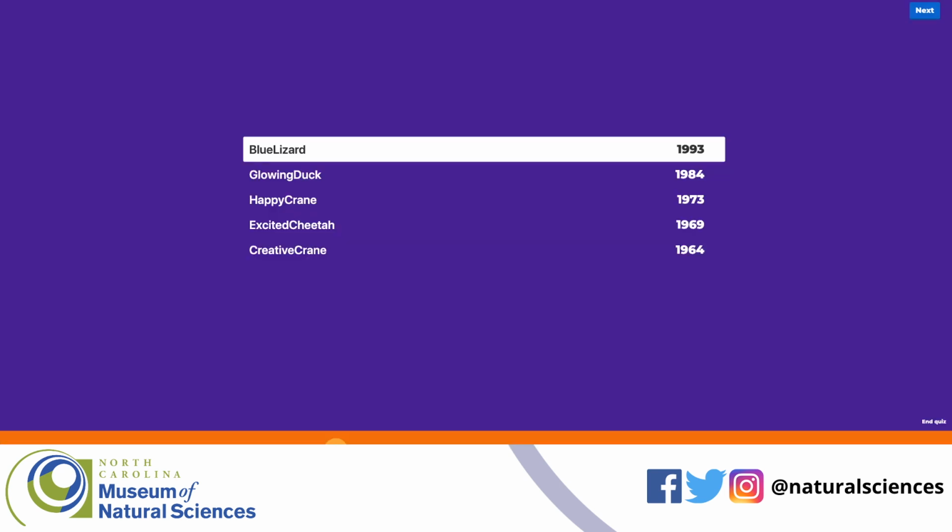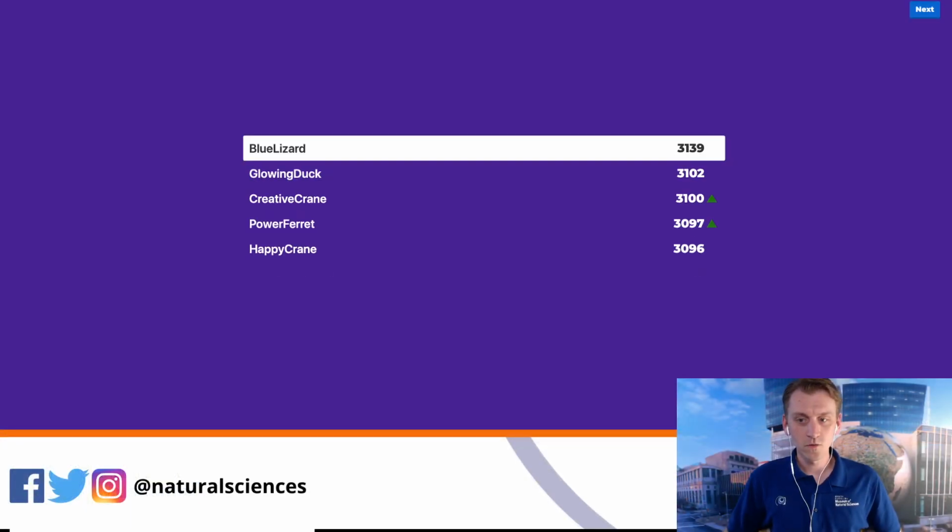Here's your leaderboard. Blue lizard staying at the top. I like it. You're getting those right answers. 3,139 points. Glowing duck, creative crane, power ferret. Welcome to the top 5. But hey, I got another shout out for you. Wise finch, you have the highest answer streak. 3 questions right. Excellent job, Wise finch. Okay.